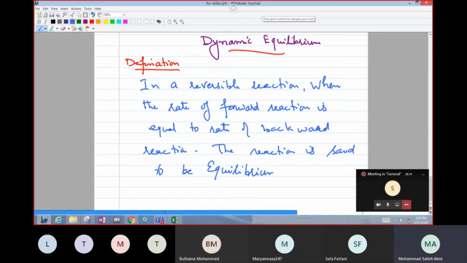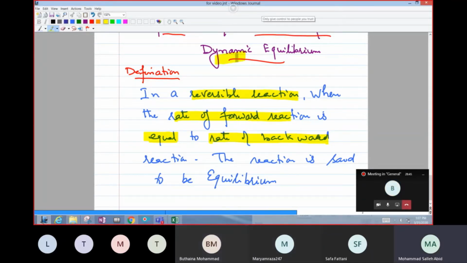So there are two conditions over here. One condition is that it has to be a reversible reaction. The second condition is the rate of forward has to be equal to the rate of backward. If these conditions are met, then you will say that the reaction has reached equilibrium. Now, why do you call it dynamic? Anyone? Why do you call it dynamic?